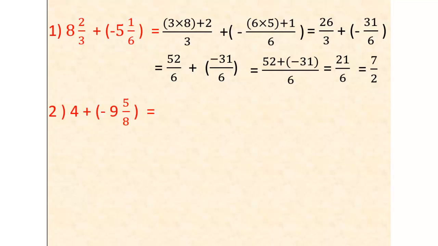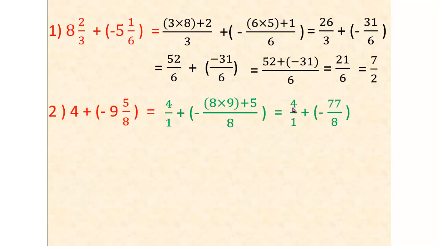Let's go now for number 2: 4 plus negative 9 5 over 8. Here I have a whole number and a mixed number. So we must change them both to fractions by putting 4 over 1 and changing the mixed number to an improper fraction. So 4 over 1 plus negative, multiply the denominator by the whole number, which is 8 times 9, and the result I will add to 5. My two new rational numbers are 4 over 1 plus negative 77 over 8. By looking at the denominators, I have here different denominators.